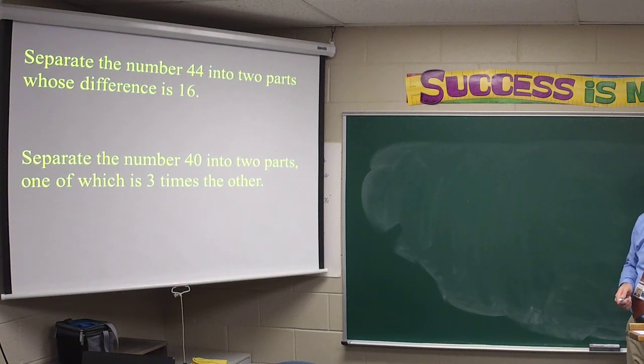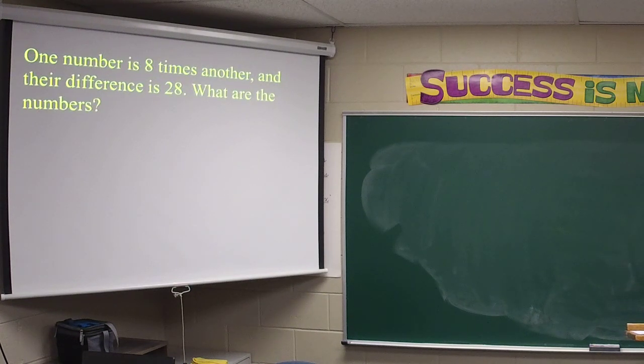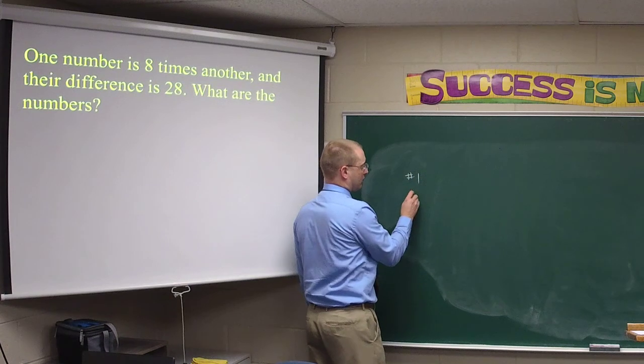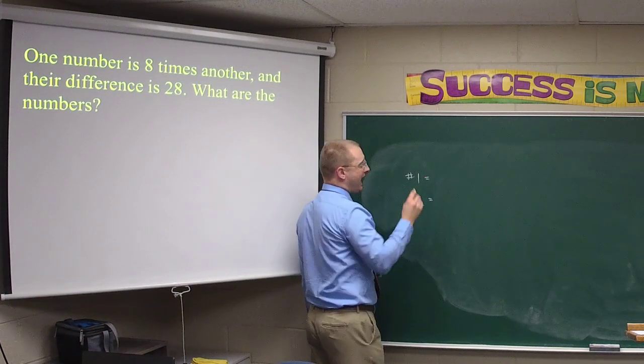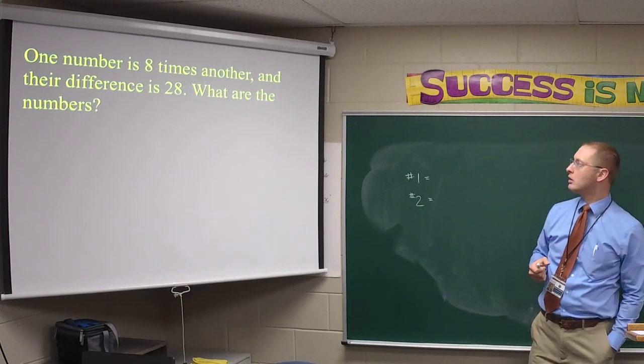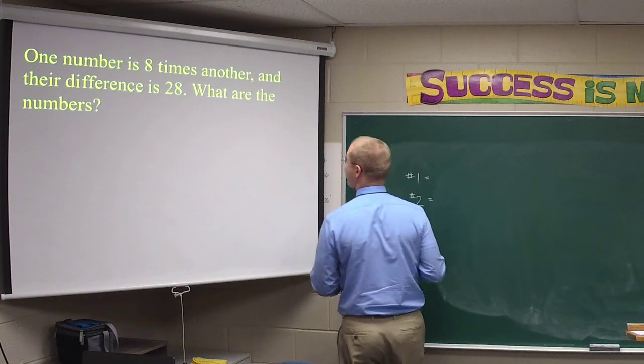So obviously x, class, equals 10, and the two parts are 10 and 30. Any questions? Here's another problem here. Go ahead and read it for us if you would, Maddie. How many unknowns, class? 2, and they are first number and some second other number, right? So I'll just say number 1 and number 2. How should I represent number 1 and number 2, Maddie? x and 8x, whose one number is 8 times another.